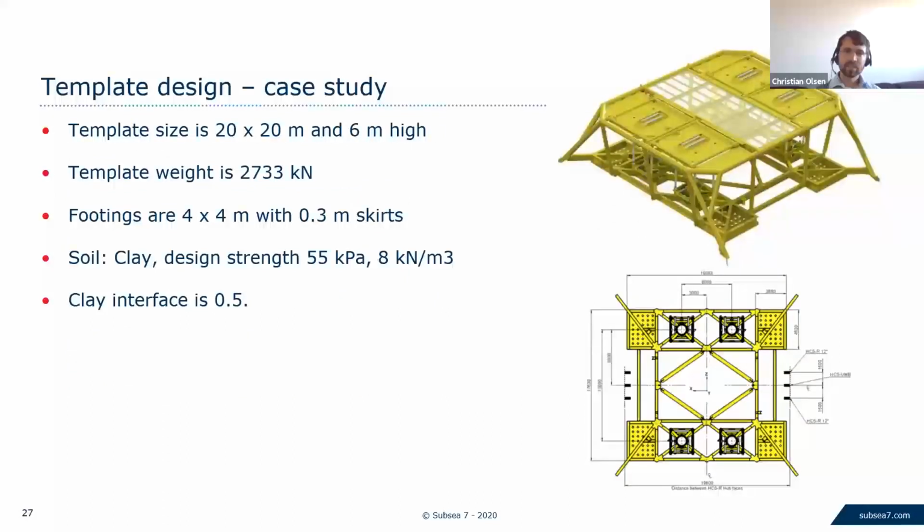The template design I've used in this case study is 20 by 20. It has a height of 6 meters, and it weighs 2,733 kilonewtons. It has 4 footings, and there are some smaller skirts on these footings. It's a bit difficult to see here. Also, the clay in this case is 55 kilopascals, which is very high typically for North Sea type soils. And there's an interface between the structure and the clay, and this one is modeled as 0.5.